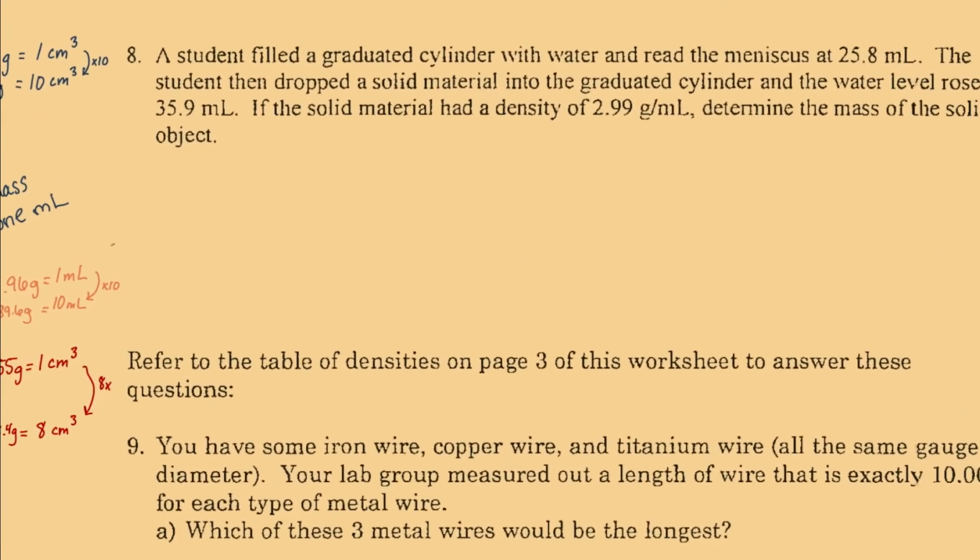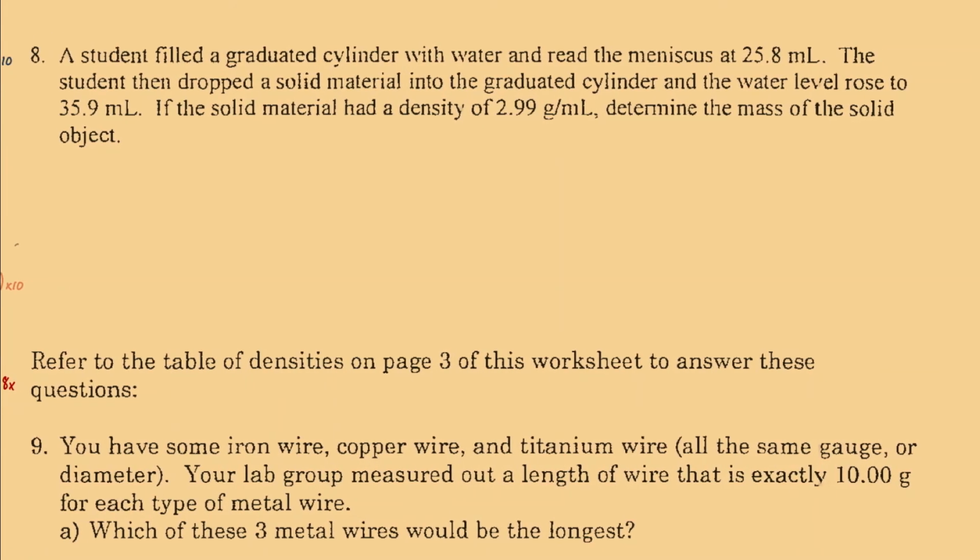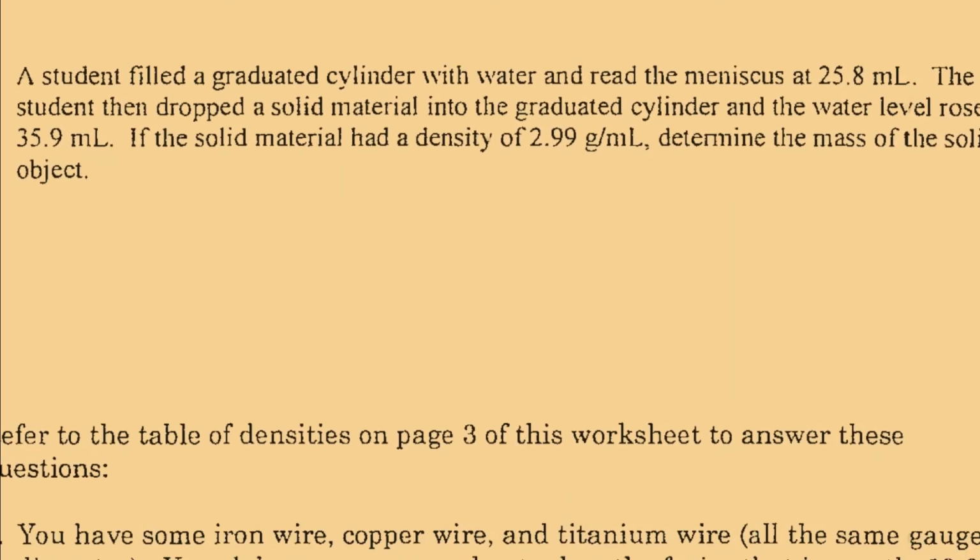All right, let's do number 8, and then I'm going to stop this video. This will be the last one for this video. A student filled a graduated cylinder with water and read the meniscus at 25.8 milliliters. The student then dropped a solid material into the graduated cylinder, and the water level rose to 35.9 milliliters. If the solid material had a density of 2.99 grams for every 1 milliliter, determine the mass of the solid object. So this is another water displacement question.